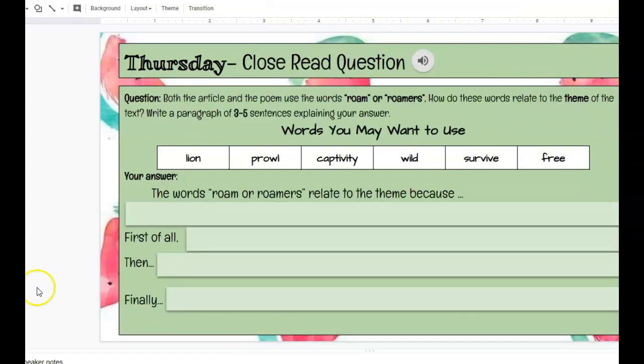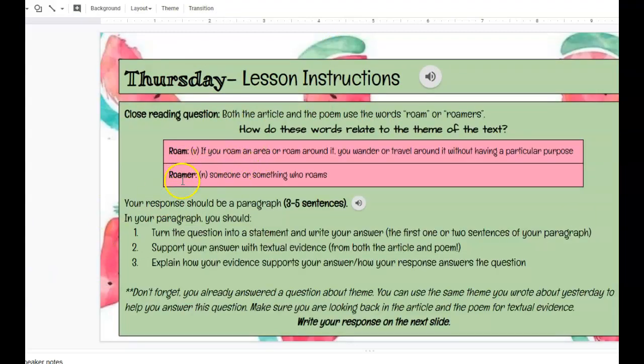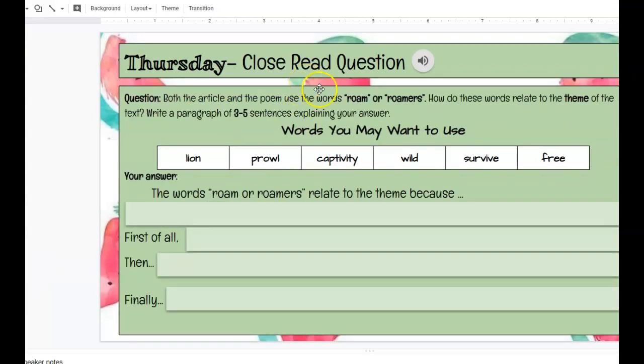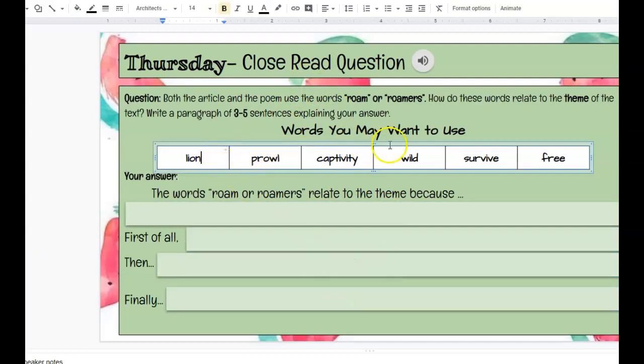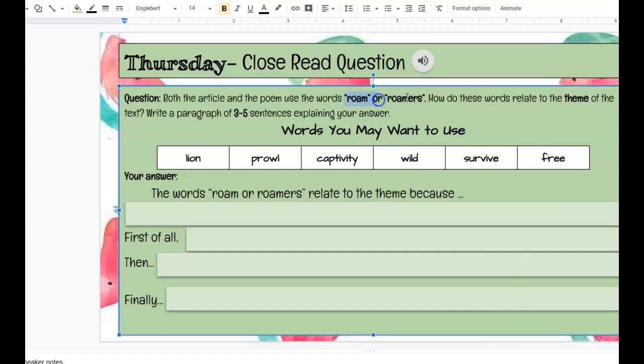For Thursday, which is today, you should be answering how the words roam and roamers relate to the theme. So roam means when you wander or travel around without a particular purpose. And you're going to use these 4 sentences to help guide you in writing your paragraph about the theme. You can also use the words at the top of the page as you are thinking about how to write your theme. Remember to connect it back to roam and roamers.